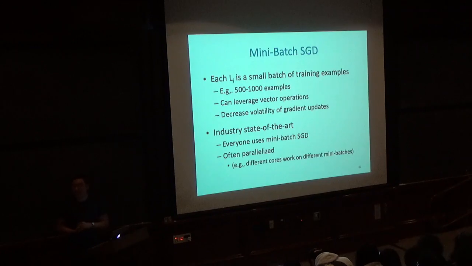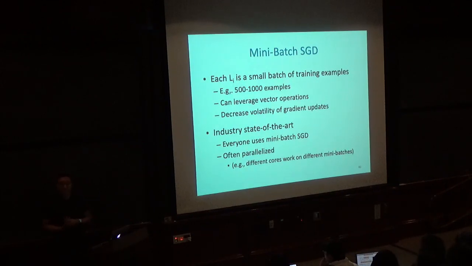Another reason why people do this is that it decreases the volatility of the gradient updates. So even though in expectation the gradient updates match the gradient of the total loss function, if you only sample one point at a time, the randomness can be quite high. And so if you instead sample about 500 at a time, the stochasticity or the volatility is lower. So there are many reasons why people do this.